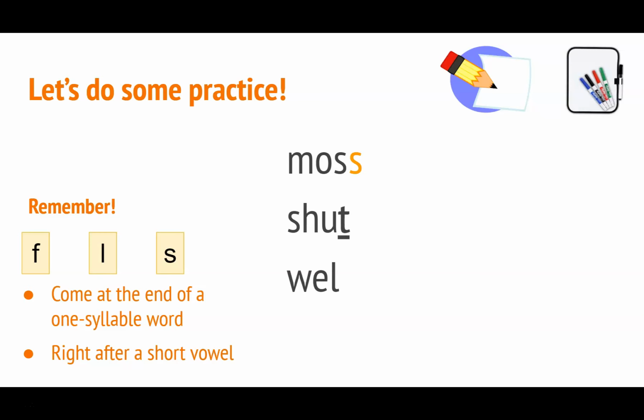In the last word, I can tap it out to see what it says. W, e, l. So this word says well. This word ends in the letter L right after the short vowel E. L is one of our bonus letters, so I know I need to put a bonus L on the end of this word. Remember that we can mark up bonus letters by putting a star on top of the letter.